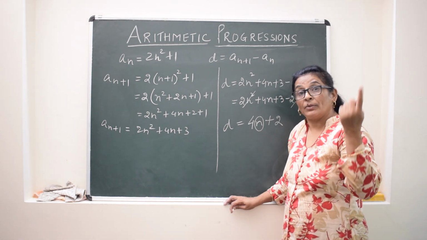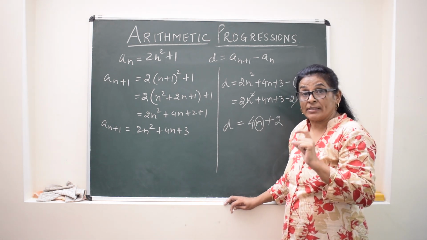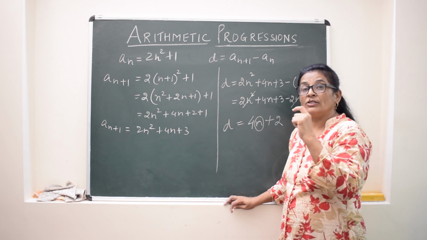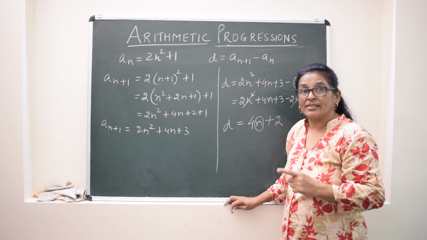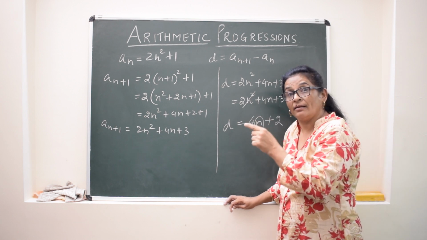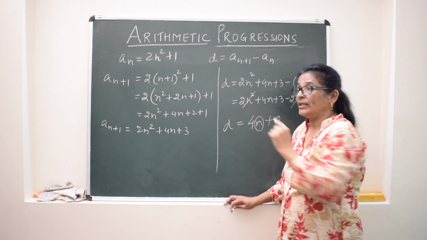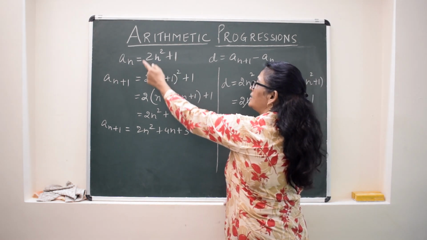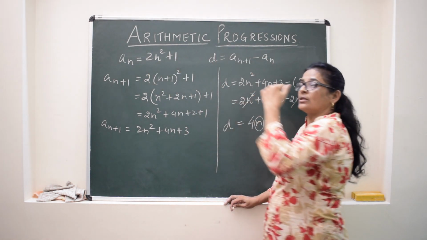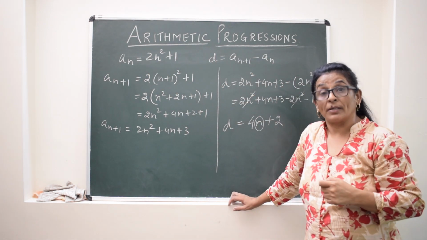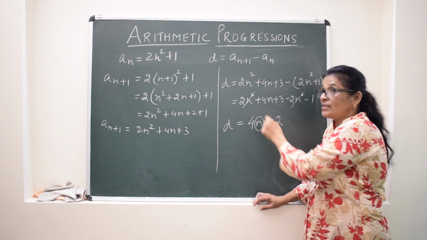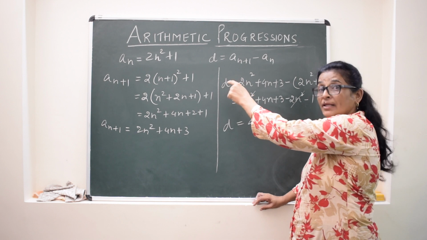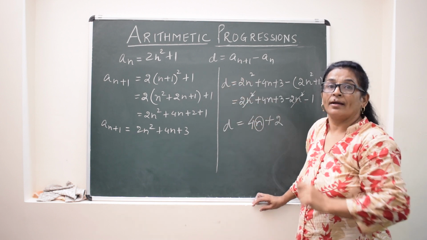I discussed in my previous video what is the meaning of sequence. Sequence means any rule is applied over there. So it is not always necessary that every sequence is an AP. So in this case, what we have seen, any sequence whose nth or general term is given by 2n square plus 1, its D is having n. It means this sequence is there, but it is not an AP.